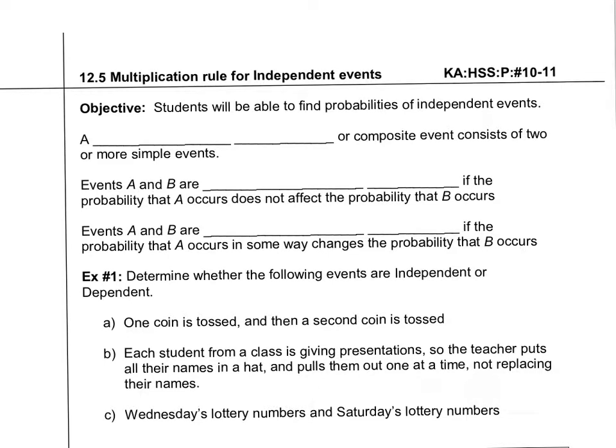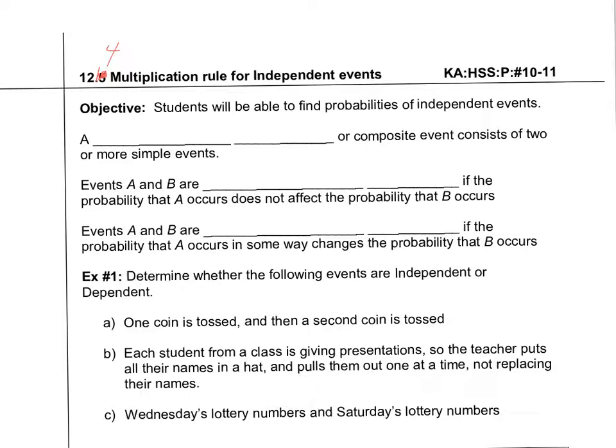Okay, so first of all, this is actually 12.4, so you could cross that 5 off and put a 4. There's no 12.4 in the notes, I made a mistake, so this is actually 12.4. And this is the multiplication rule for independent events. Pretty straightforward, pretty quick video here.